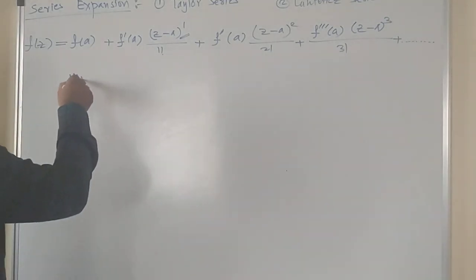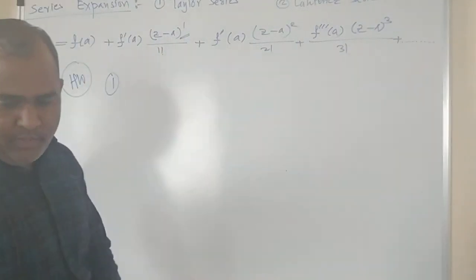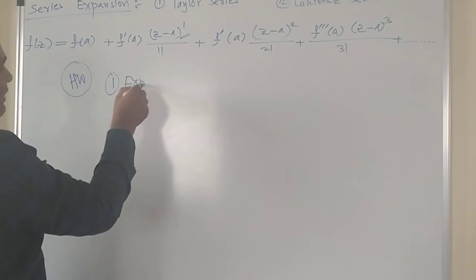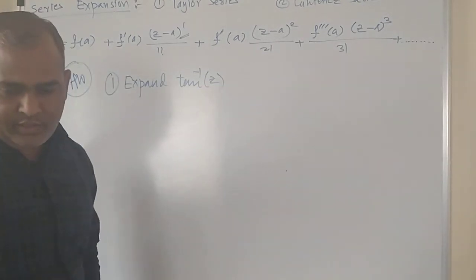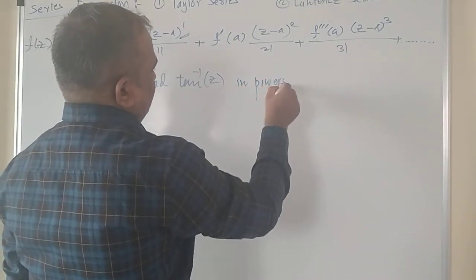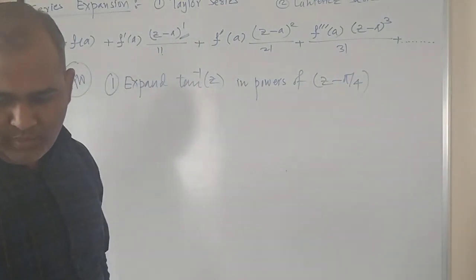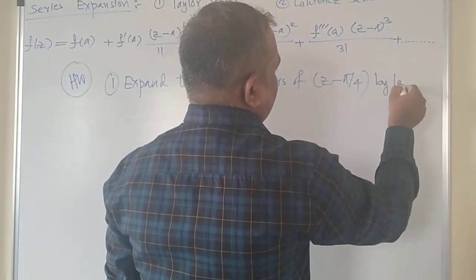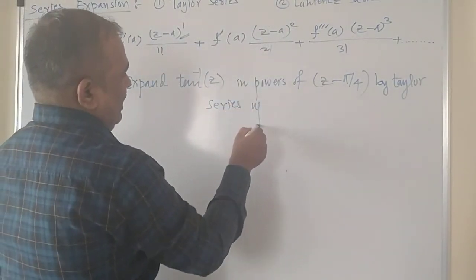Homework problem. The first homework problem is: expand tan inverse of z in powers of z minus pi by 4 by Taylor series up to 3 terms.